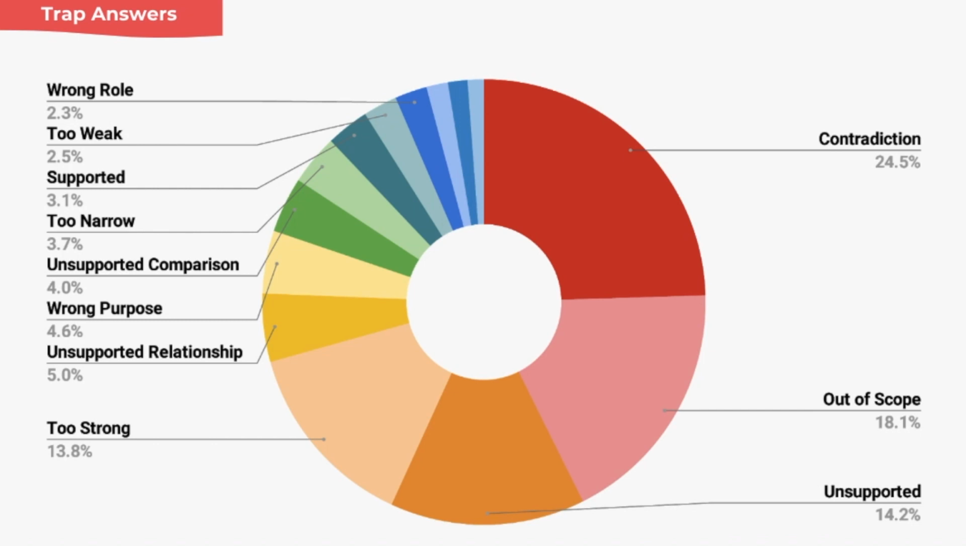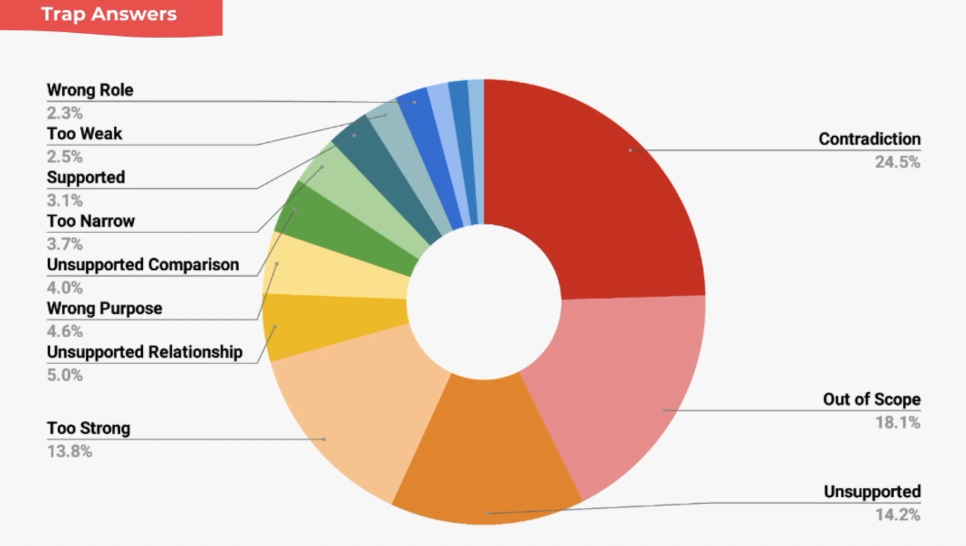And the patterns that you really want to be looking out for, the trap answer patterns that you want to be looking out for when you're working on reading comprehension are, from top right, contradiction. 25% of wrong answers are wrong because they're simply contradicting the passage. 18% of wrong answers are wrong because they're out of scope. 14% are wrong because they're unsupported, meaning that they have the right terms, but they're presenting them in a way that has a slightly different meaning than what was presented in the passage.